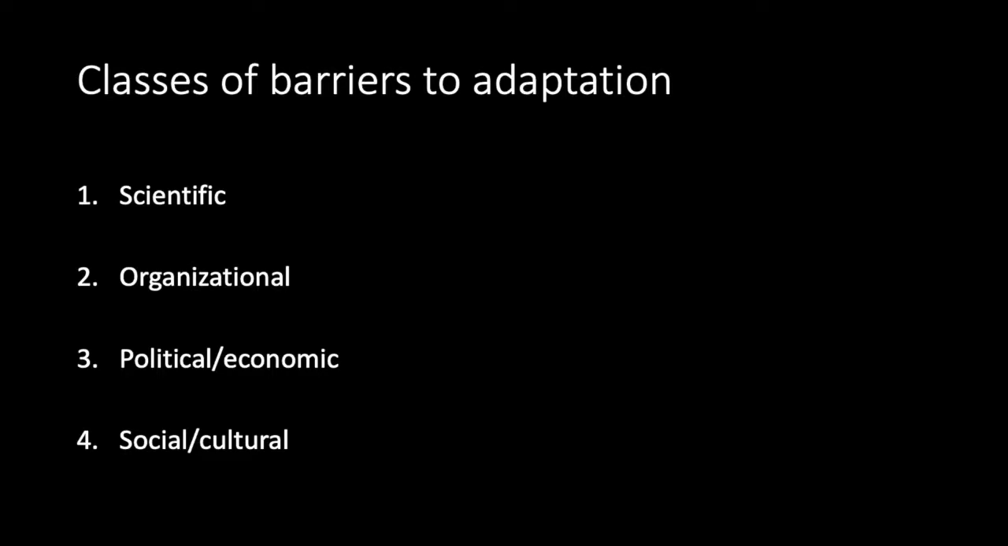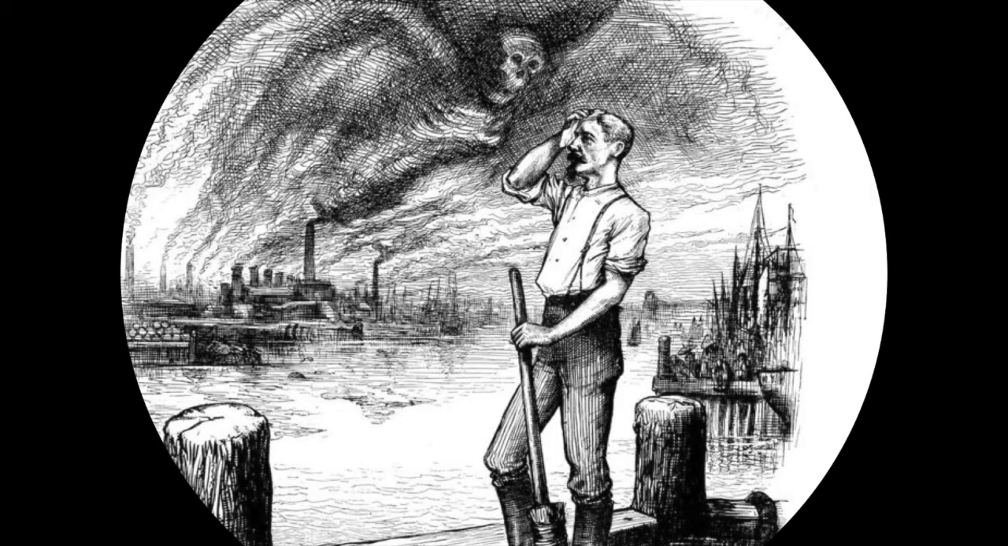Alright, having painted the adaptation process in broad brushstrokes, let's talk about barriers to adaptation: scientific, organizational, political economic, and social cultural. Scientific barriers to adaptation are the barriers presented by our failure to understand problems or devise technical solutions to them. The miasma theory of disease was the most prevalent understanding of disease for most of the last millennium, and held that diseases, such as cholera, chlamydia, and the Black Death, were caused by a miasma, which is an ancient Greek word for pollution, a poisonous form of bad air, also known as night air.